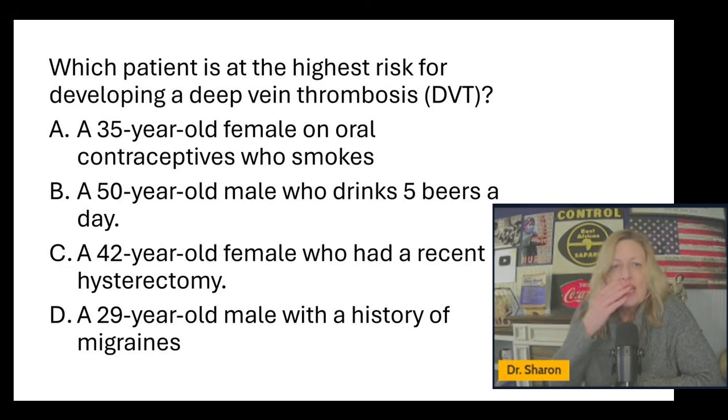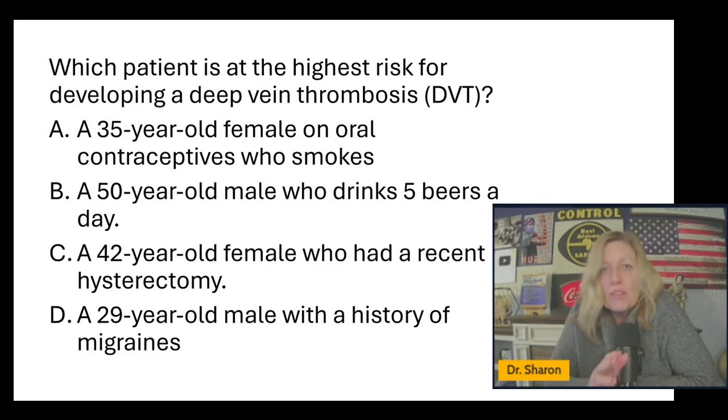Which patient is at the highest risk for developing a DVT? A 35-year-old female on oral contraceptives who smokes, a 50-year-old male who drinks 5 beers a day, a 42-year-old female who had a recent hysterectomy, or a 29-year-old male with a history of migraines. Whenever I get a highest risk question, this is pretty fundamental, but I want to make sure that you know how to answer this. Whenever you get highest risk, you count the number of risk factors and you choose the patient who has the most risk factors. So let's see who has risk factors.